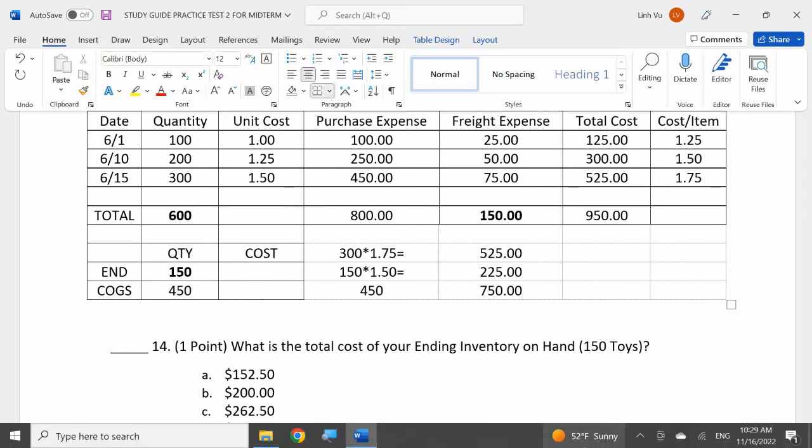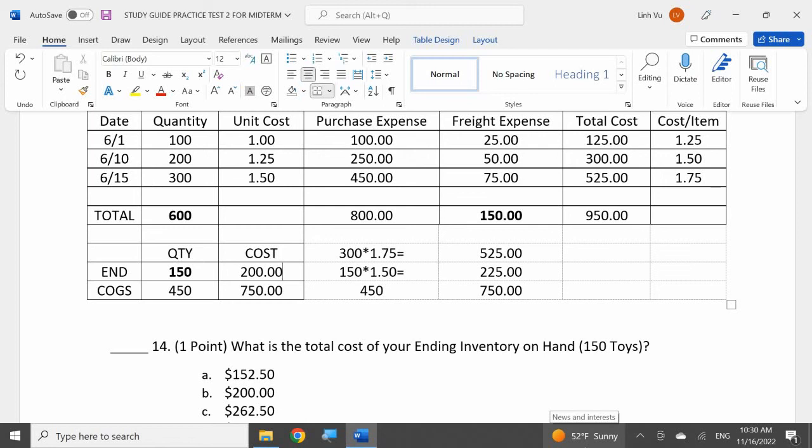So $750 goes here. So therefore, your total ending balance, if you do the calculations, you do 50 times $1.50, which gives you 75, plus 125 from the previous batch. You'll get your $200 there as your ending balance.